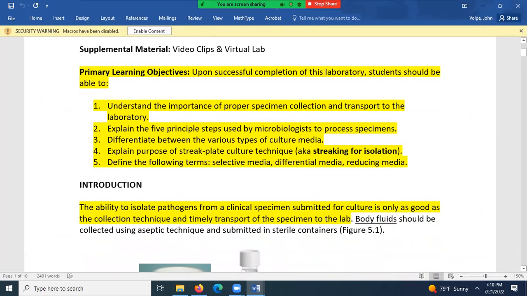The primary learning objectives: upon completion of the lab, students should be able to understand the importance of proper specimen collection and transport to the lab, be able to explain the 5 principal steps used by microbiologists to process specimens, differentiate between the various types of culture media. So we'll talk about different types of culture media, and you need to be able to differentiate between them. Be able to explain the purpose of streak plate culture technique, AKA streaking for colony isolation, and then be able to define the terms: what's the selective media, differential media, and reducing media?